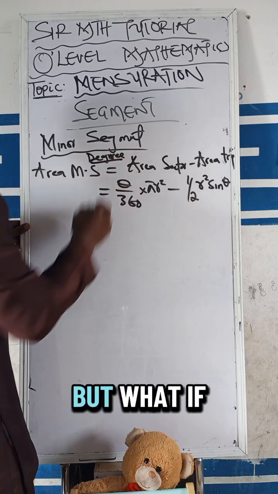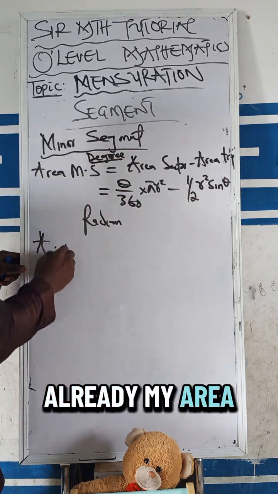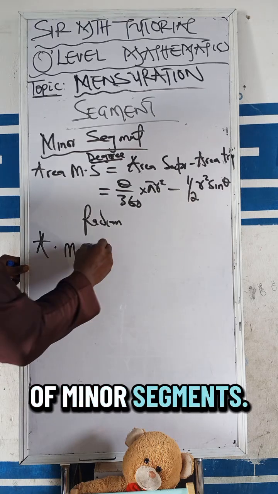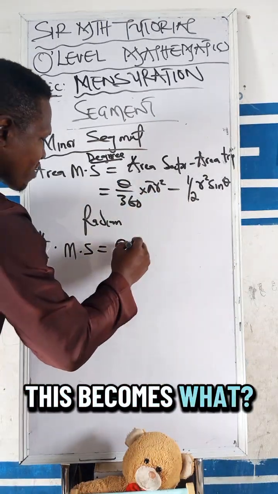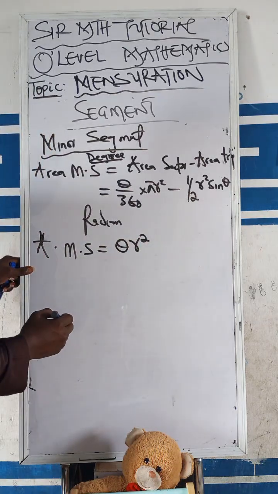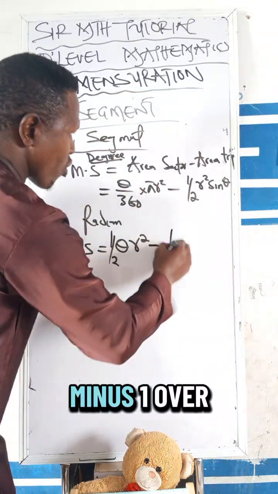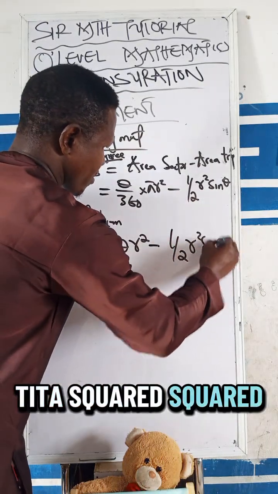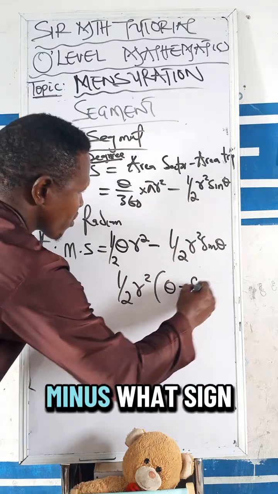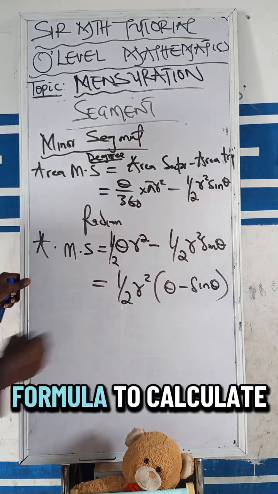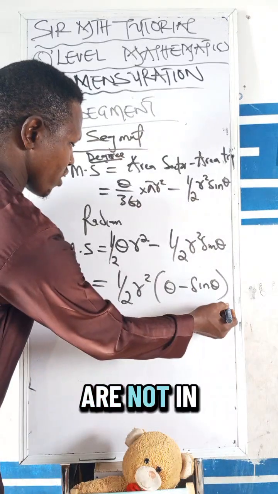But what if it is in radians? If it is in radians, the area of the minor segment, AMS, becomes 1 over 2 theta r squared minus 1 over 2 r squared sine theta. If I factorize, I have 1 over 2 r squared times theta minus sine theta. This is the formula to calculate the area of a minor segment if they are in radians.